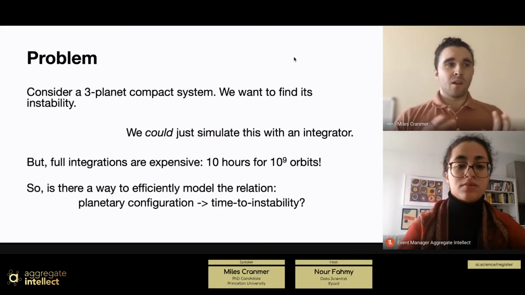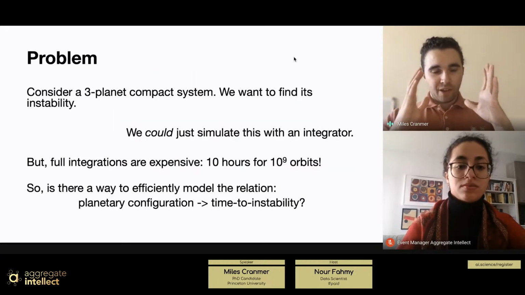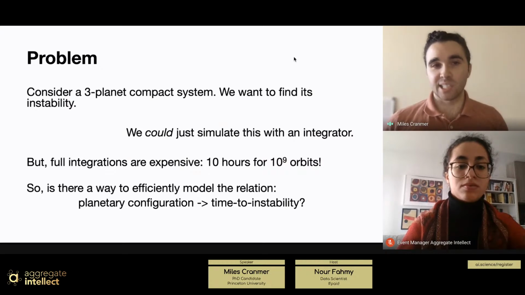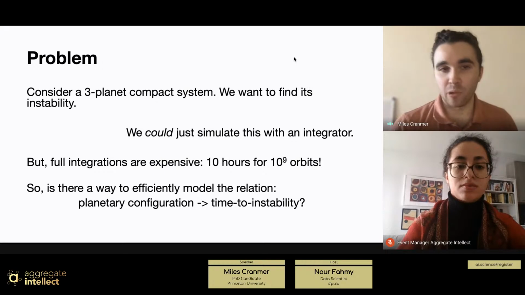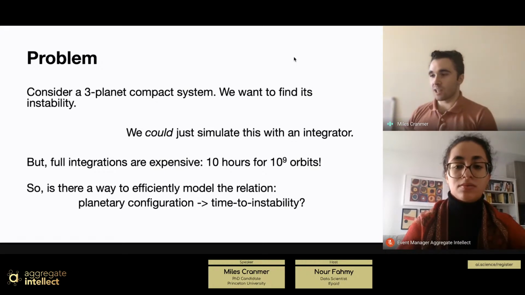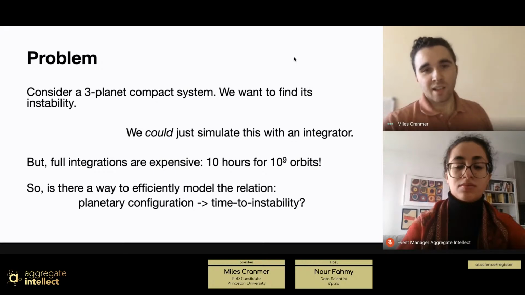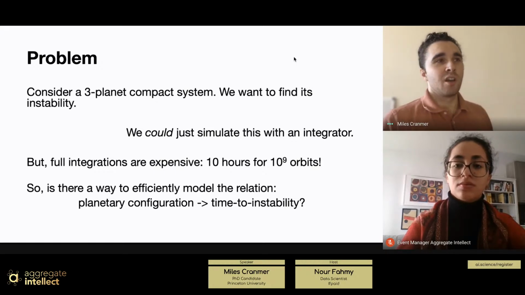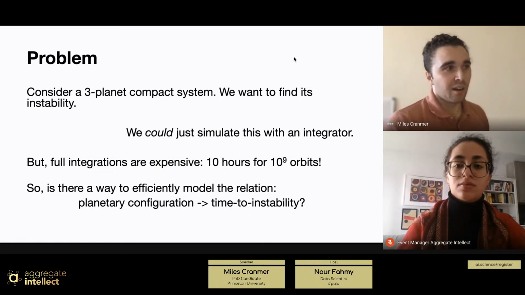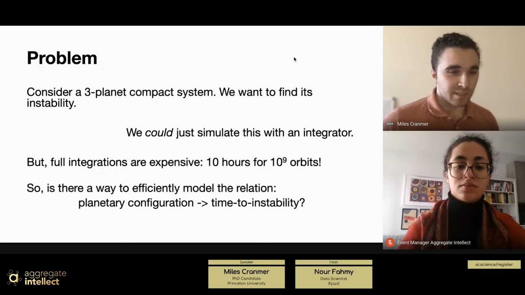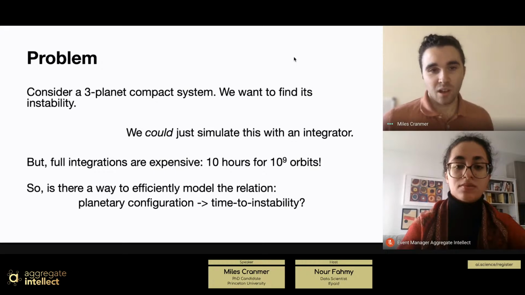So our problem, again, we have a 3-planet compact system. We want to find when it's going to go unstable. We could just simulate gravitational dynamics. But the problem is, with planetary systems, we care about how stable they are over 1 billion orbits. That's expensive. That's going to take you 10 hours on a CPU core to simulate. But we want to do this really fast.